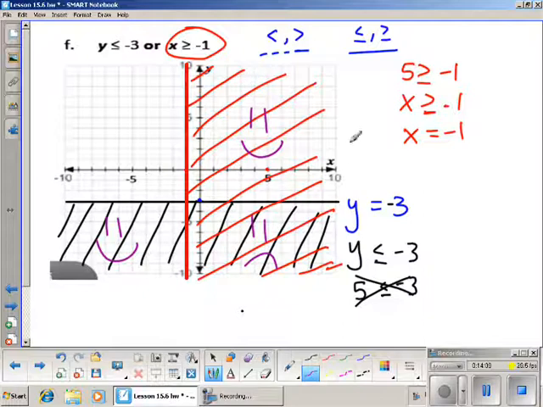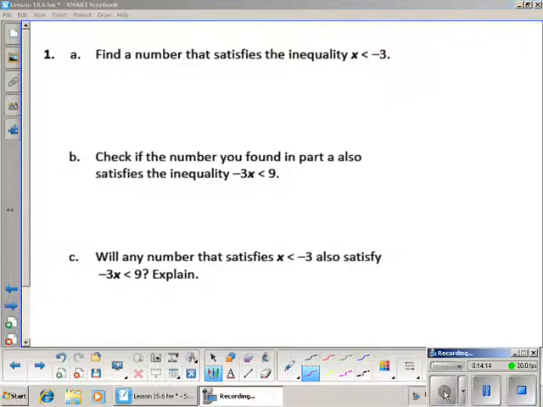Hey guys, it's me again, Mrs. Norton. So we're going to go on and work on the staying sharp. Yes, we assigned all of it this time. Why did we do that? Well, you guys have a unit test coming up on Monday, and we thought all the problems here were pretty good review. So let's look at number 1.